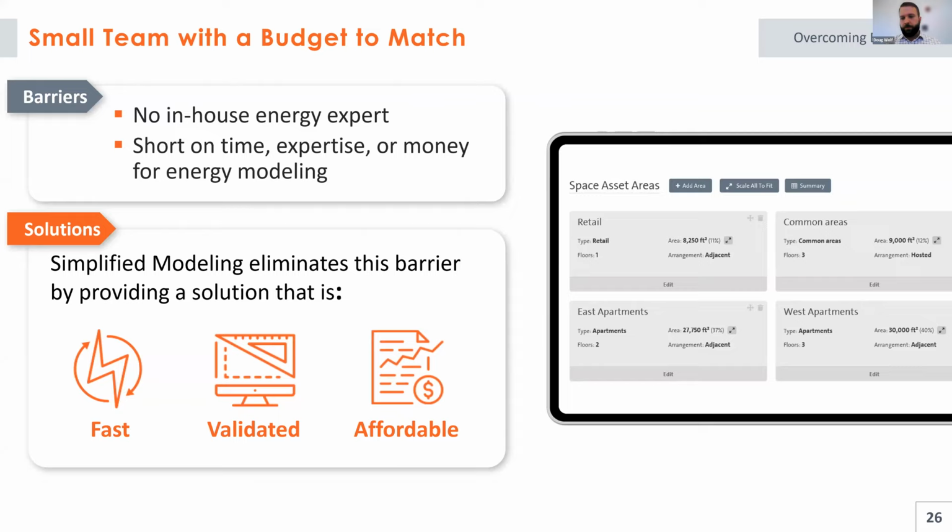So for those that aren't familiar, energy modeling requires a fair amount of expertise and experience to be able to do it well. So with that comes a consultant, typically, with traditional energy modeling. That consultant can be expensive, and those traditional tools can take a lot of time. So in the case of small teams and small budgets, these projects might not have access to that energy expert, or they might not have enough time in their process to be able to do the deep energy analysis and integrate those decisions into their design and stay on schedule for construction.